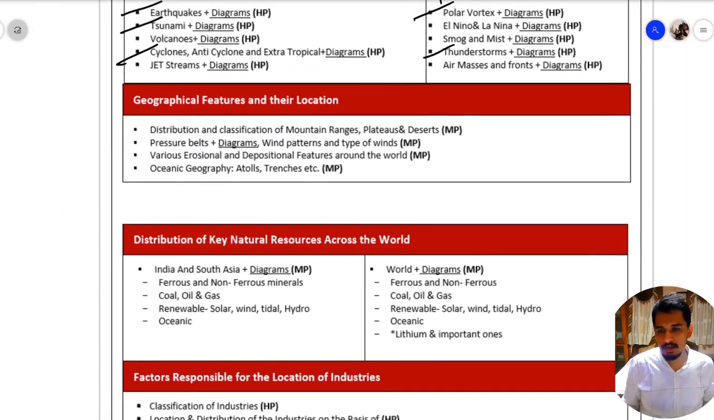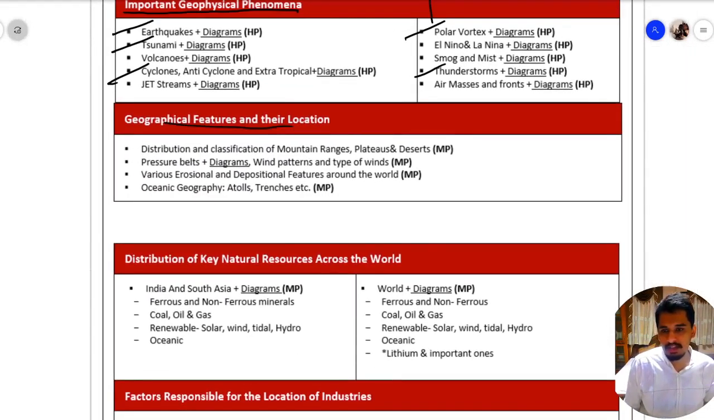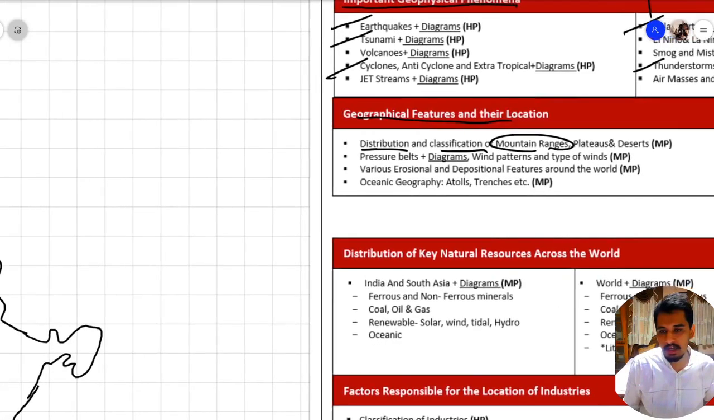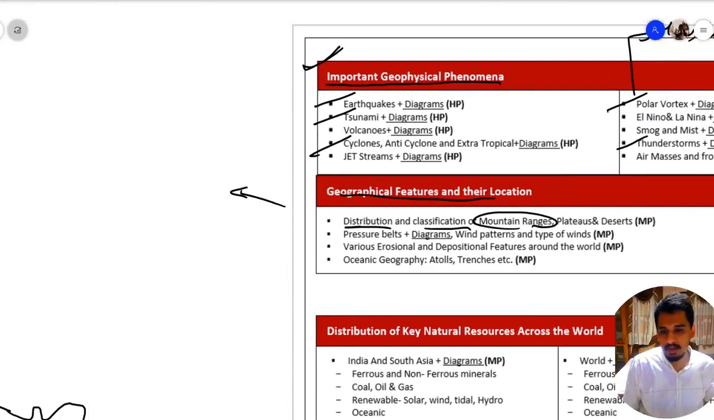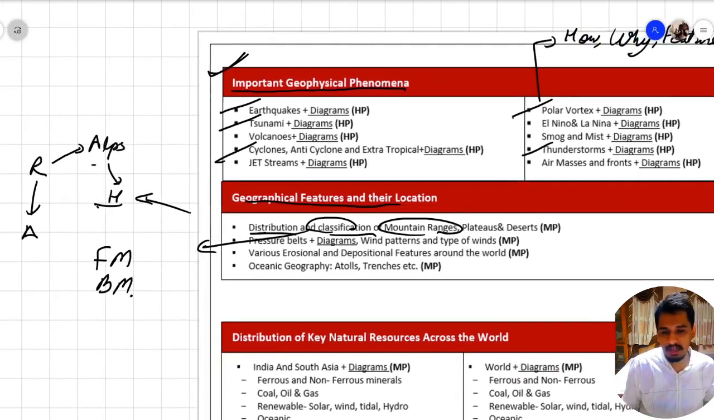Now let's move on. Now we have geographical features and their location. In this we have distribution and classification of mountain ranges, that is, how mountain ranges are distributed across the world. Say I have Rockies in North America, then going south I have Andes, then in Europe I have Alps, then in Asia I have Himalayas. So this is how they are distributed. And what is their classification? The classification of mountain ranges can be that they are fold mountains or they are block mountains. This is one of the classifications.